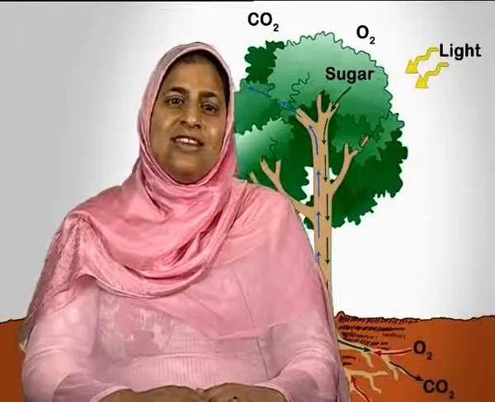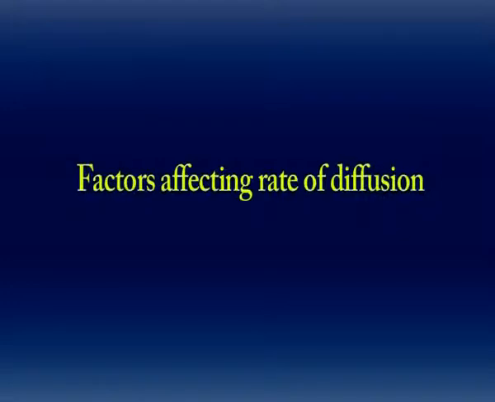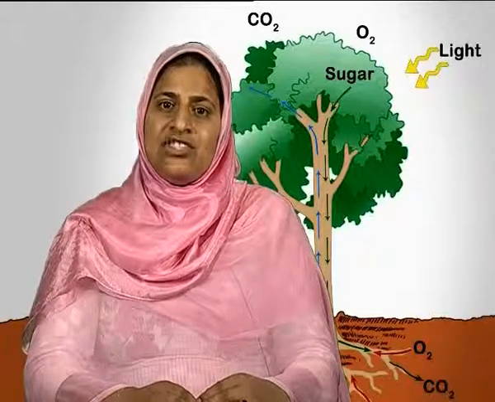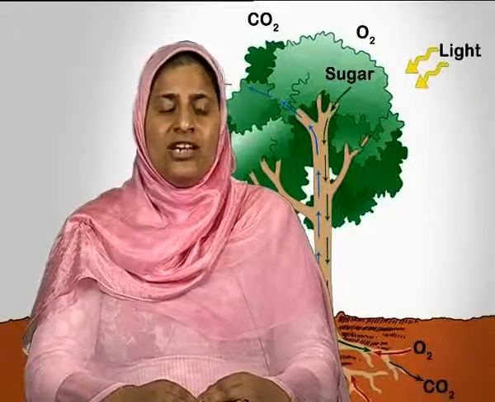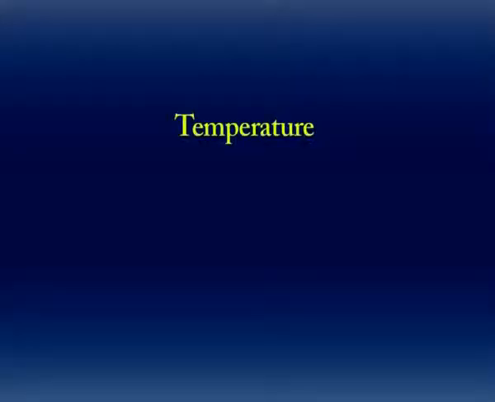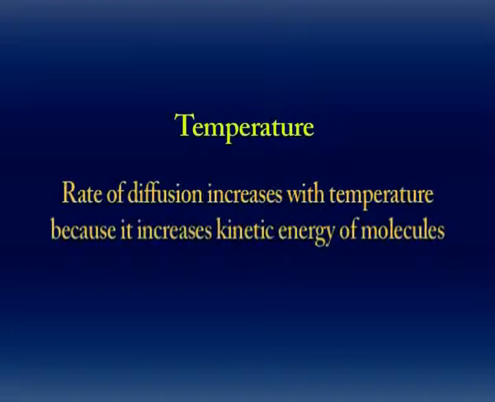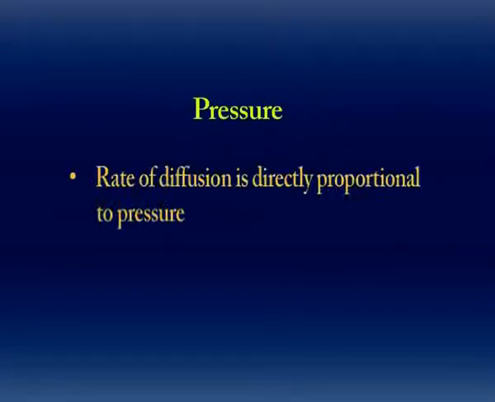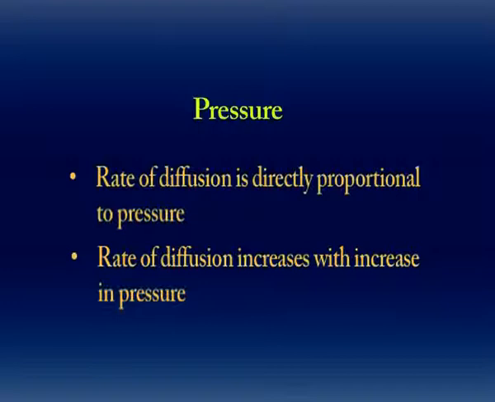Now friends, let's talk about the factors affecting the rate of diffusion. The various factors which affect the rate of diffusion include temperature. The rate of diffusion increases with the temperature because it increases the kinetic energy of molecules. The second one is pressure. The rate of diffusion is directly proportional to the pressure, so the rate of diffusion increases with increase in pressure.